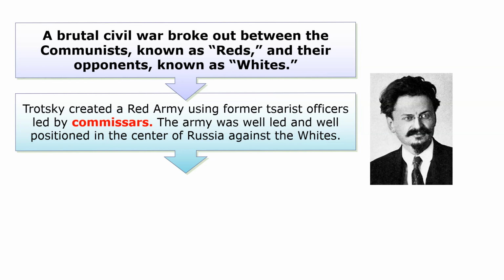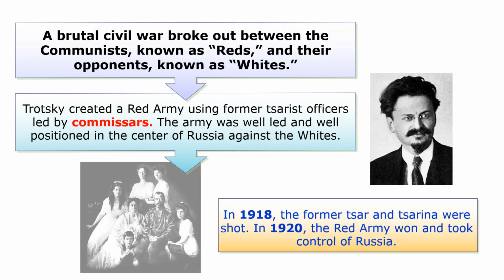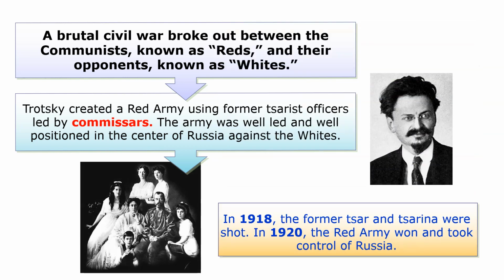One of the Bolshevik leaders, Trotsky, creates a Red Army to support their cause, using officers who no longer would support the Tsar, led by commissars. The army, again, was very well led, very effective, well positioned in the center of Russia against the Whites. And as you well know from other times you might have heard this story, 1918, the former Tsar, the Tsarina, and their family were assassinated. And in 1920, the Red Army wins the Civil War and they take total control of Russia.